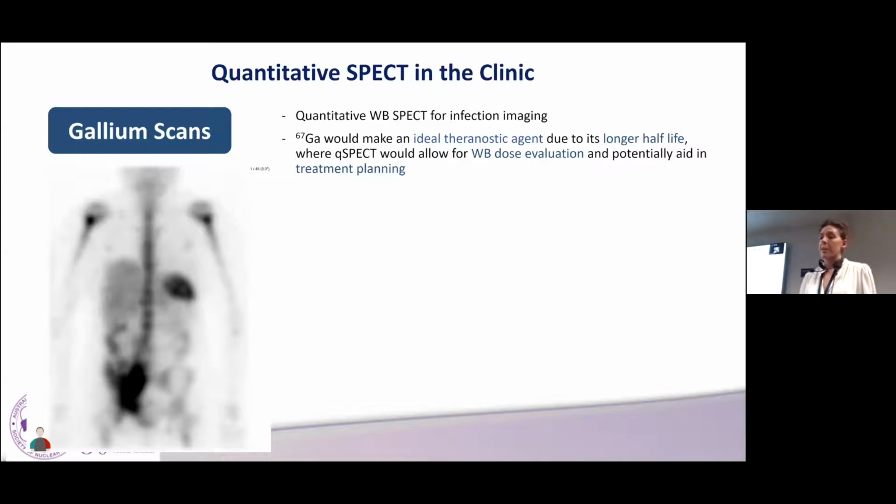It's a very familiar agent for us. We've been using it a long time in nuclear medicine, so the chemistry and everything is well known. And using whole body quantitative SPECT, we could potentially be looking at whole body dose evaluation and perhaps even guiding treatment planning for a matched theranostic pair. So I do think that is an area to watch.